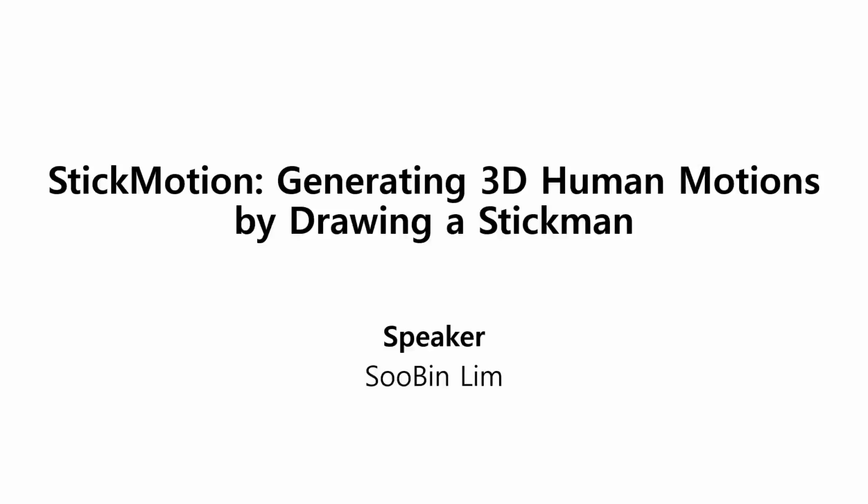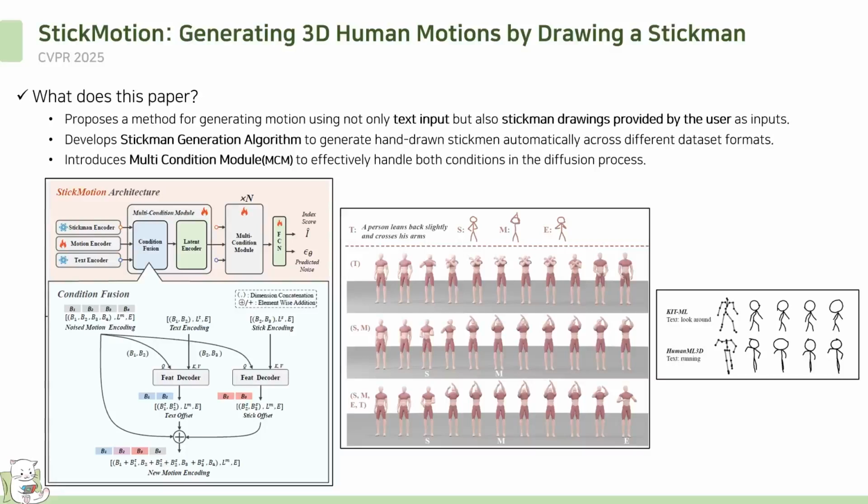Hello, my name is Subin Lim. Today I'll be presenting the paper Stick Motion, Generating 3D Human Motions by Drawing a Stickman, which has been accepted to CVPR 2025. Stick Motion proposes a text-to-motion method that incorporates simple Stickman sketches as additional input to better capture user intentions that are difficult to express through text alone.